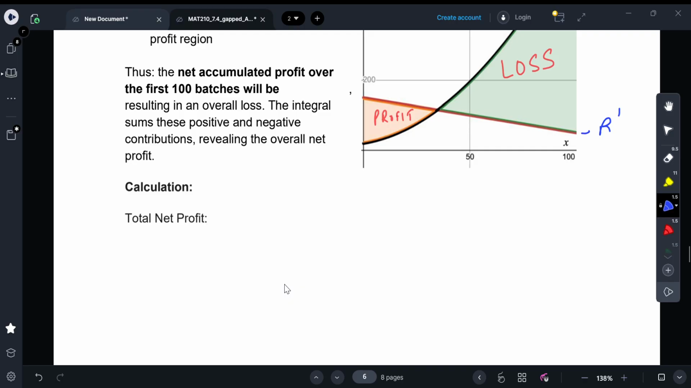The integral should be set up for the first 100 batches. It should look like this: 0 to 100, revenue minus cost. Now it doesn't really matter which function is lower or higher on the entire region. We can ignore this fact. We'll apply the formula for the applications part. And if it turns out to be negative, that tells me, well, I'm losing money, basically.